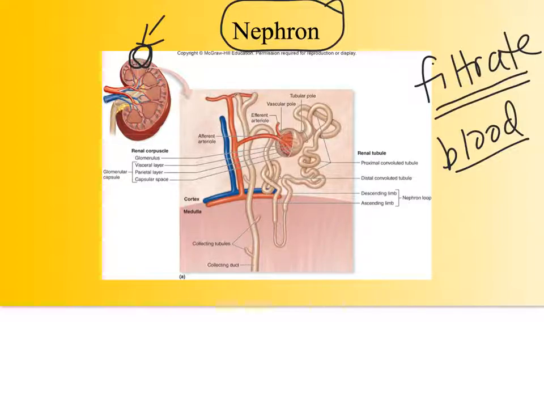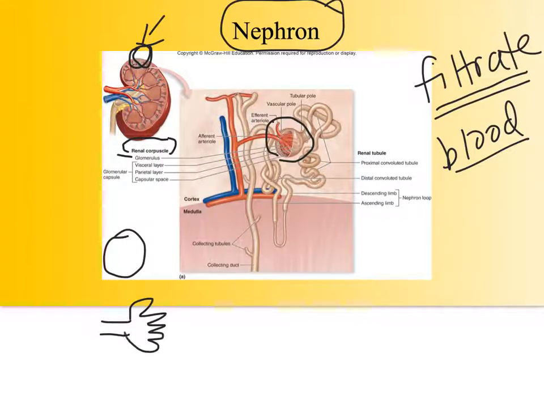What it's made out of, first thing is this thing called the renal corpuscle. The corpuscle is kind of like a bump or a circle, and it's this part right here. So this is the renal corpuscle. The renal corpuscle is made out of this thing called the glomerulus. I think of the glomerulus kind of like a fist. If you can picture a fist, think of it kind of like this.